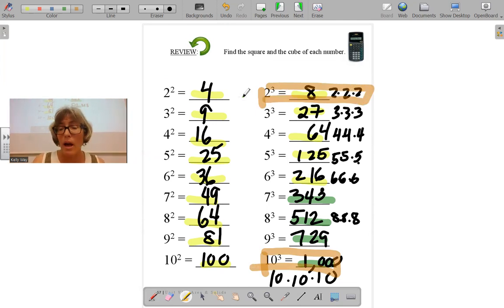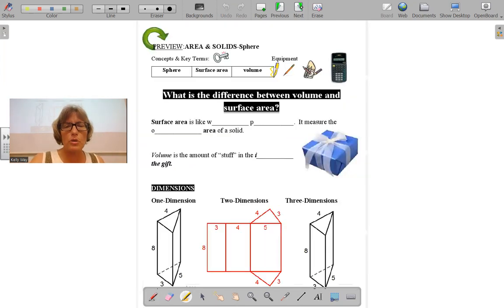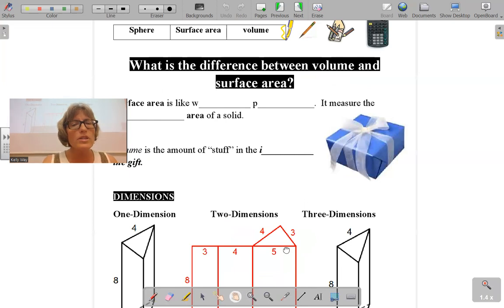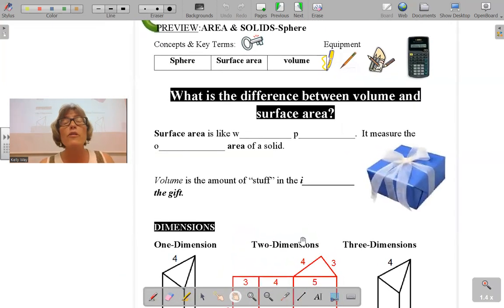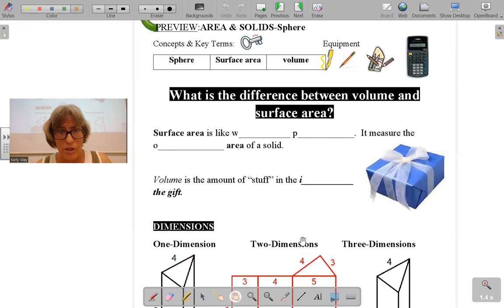Today we're going to be talking about the volume and something called surface area of spheres. I've introduced a new term to you. It's called surface area. What is the difference between volume and surface area?